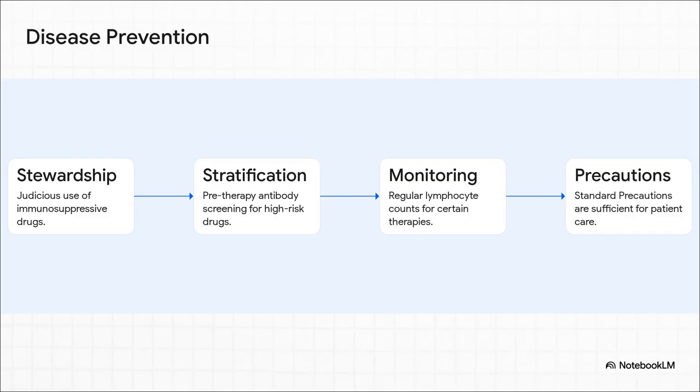And this is how we have to think about prevention. We need to be very clear. We can't prevent the primary infection, it is just too common. We prevent the disease by preventing the reactivation. And that is all about careful immunological stewardship. It means using risk stratification before therapy. It means monitoring lymphocyte counts during therapy. And just making smart clinical decisions all around.